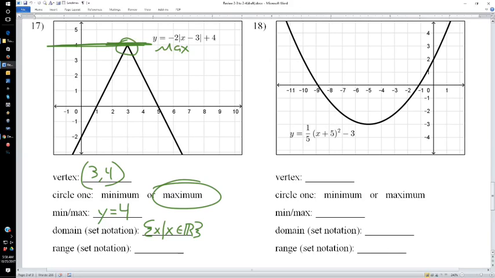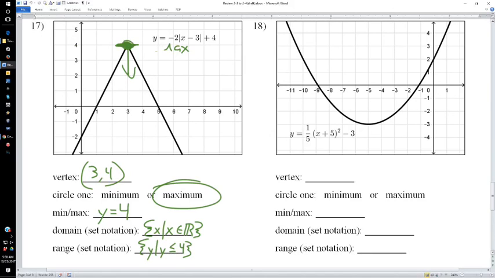Now your range, however, is everything below this. Alright? So when we do set notation, we think, oh, start at your vertex and think, oh, I'm below that, so I am less than that. So we still introduce y, because we're dealing with range. Y is less than or equal to my maximum of 4. Again, the reason for that is because for set notation, we're using inequalities. And when you're using inequalities, I have to think of my boundary. This is my boundary right here, and everything else is below that. So I think my y is less than or equal to 4.